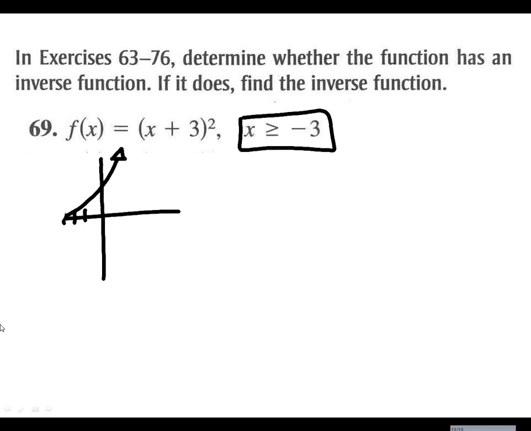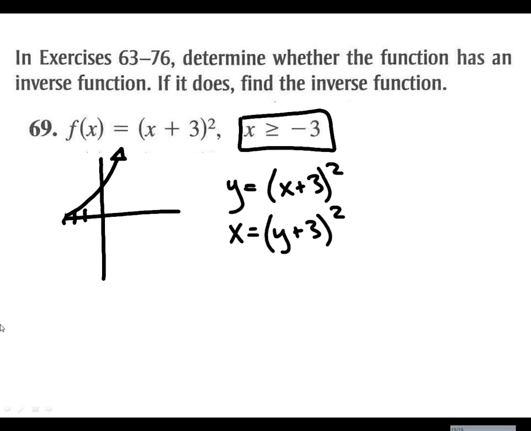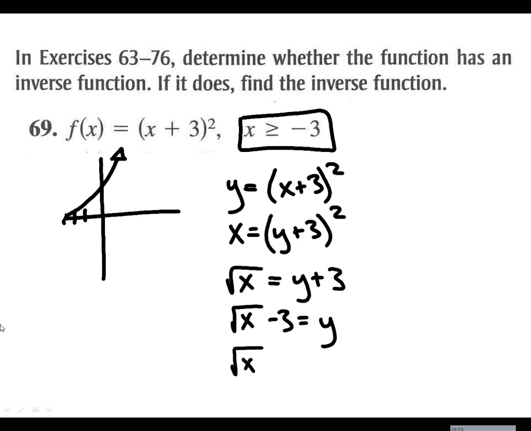Let's find out what it is. Y equals x plus 3 squared. Let's switch them. So to get the squared out of there, we're going to square root. And so the square root of x minus 3 would equal y. And again, when we finish, we should write that in function notation as f inverse of x.